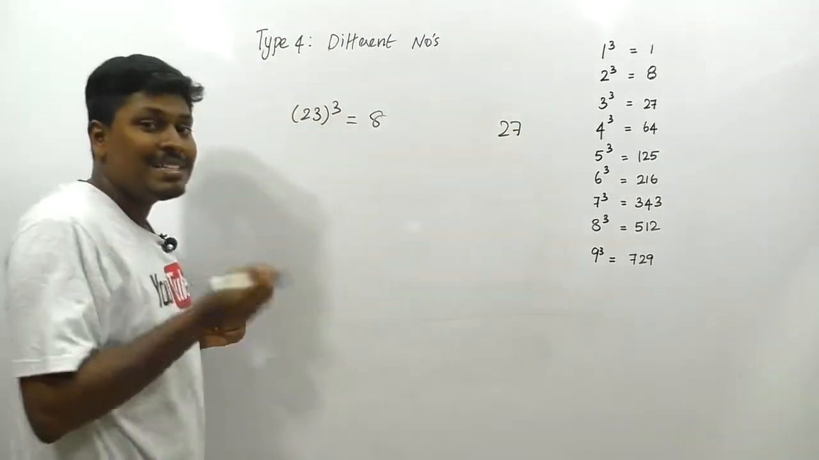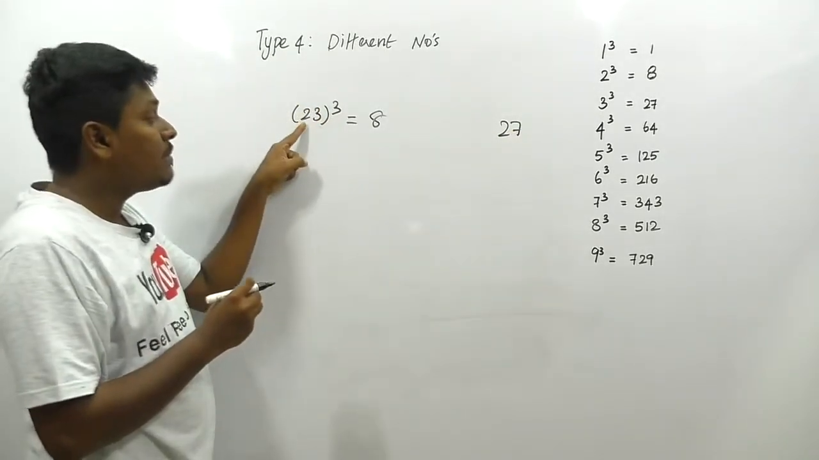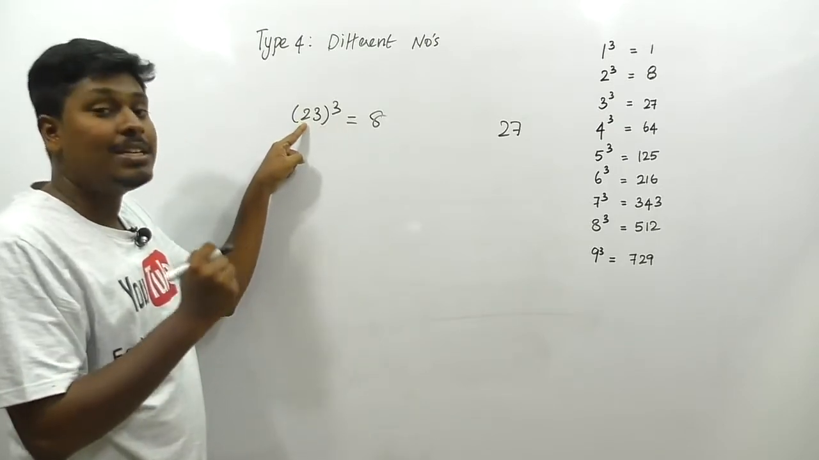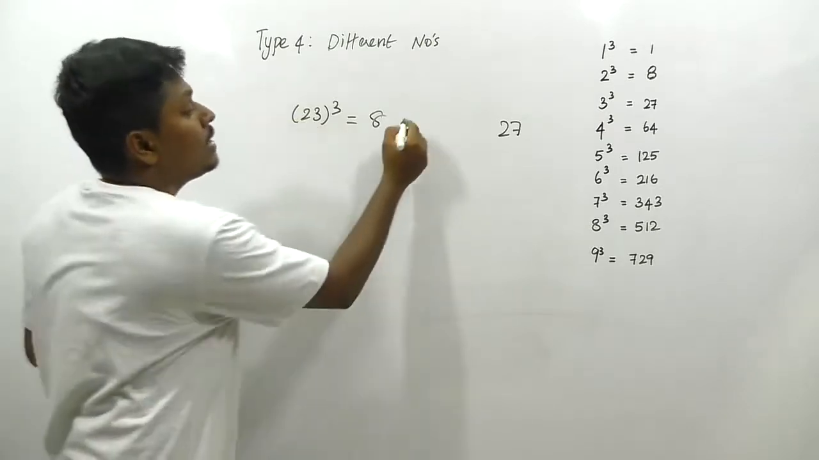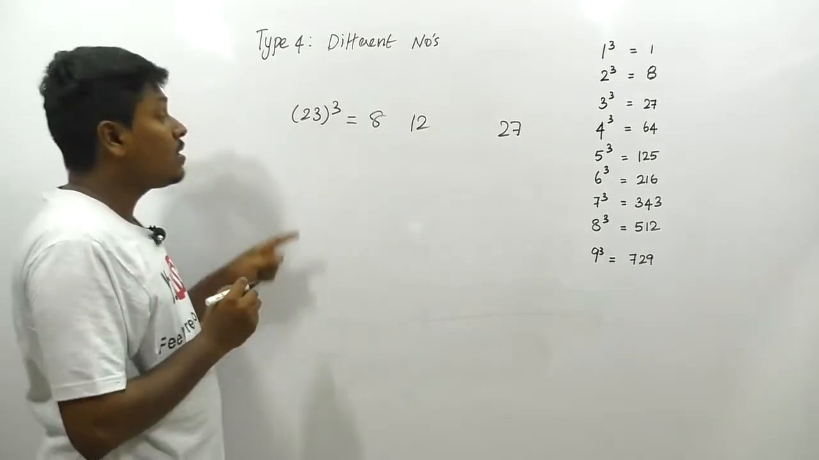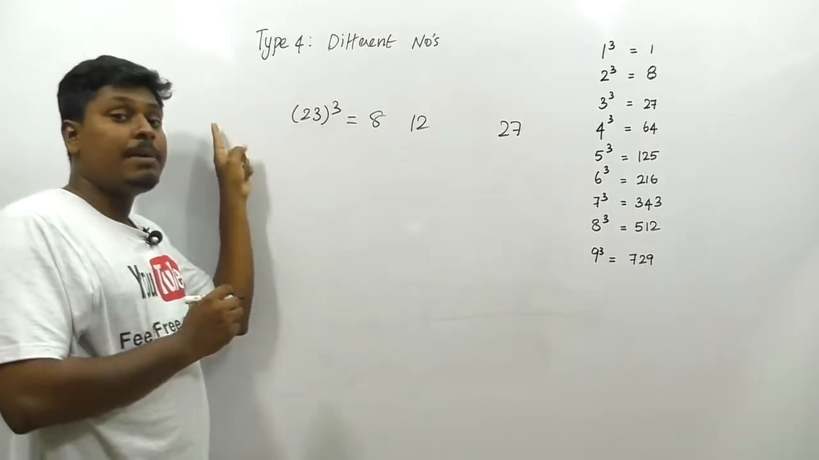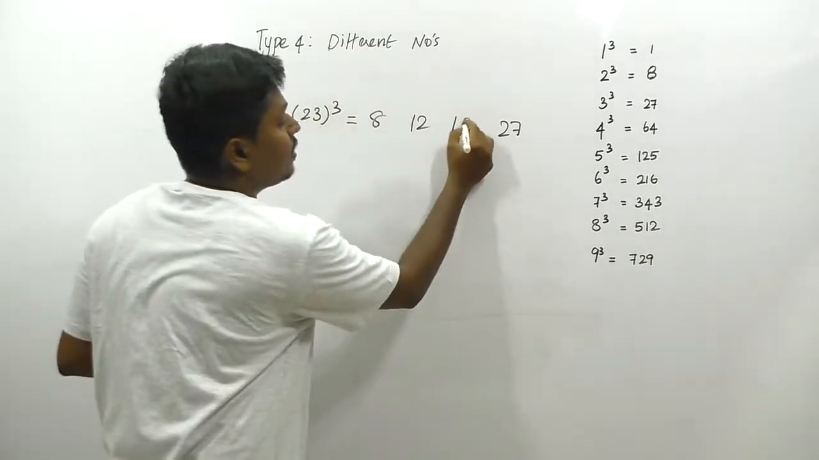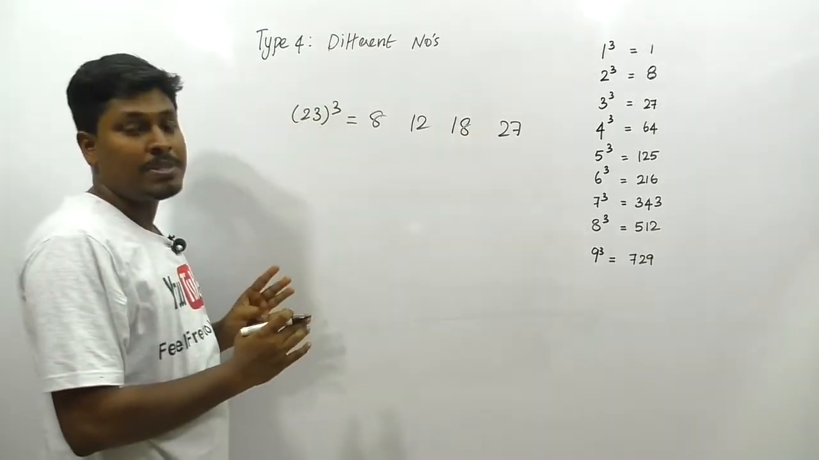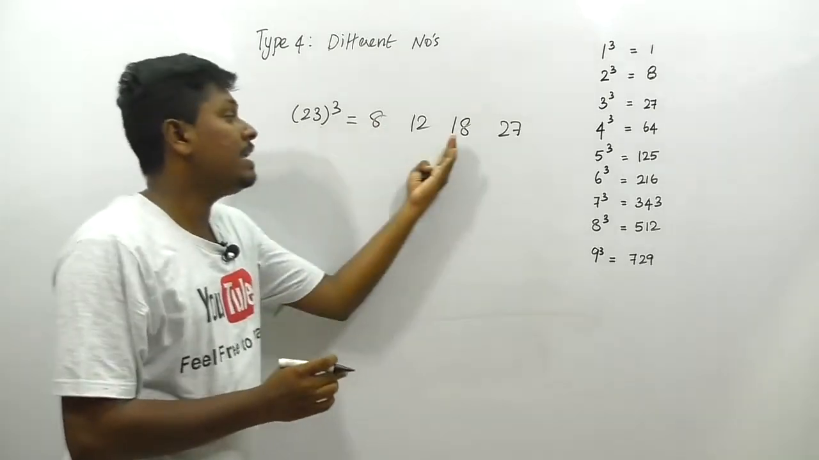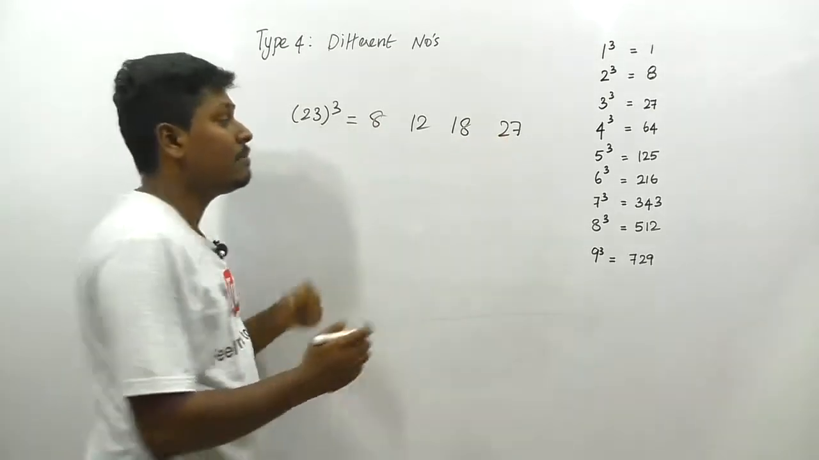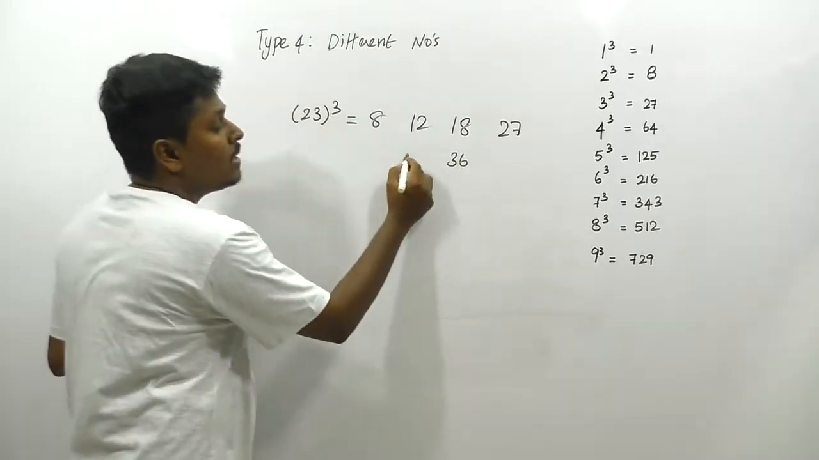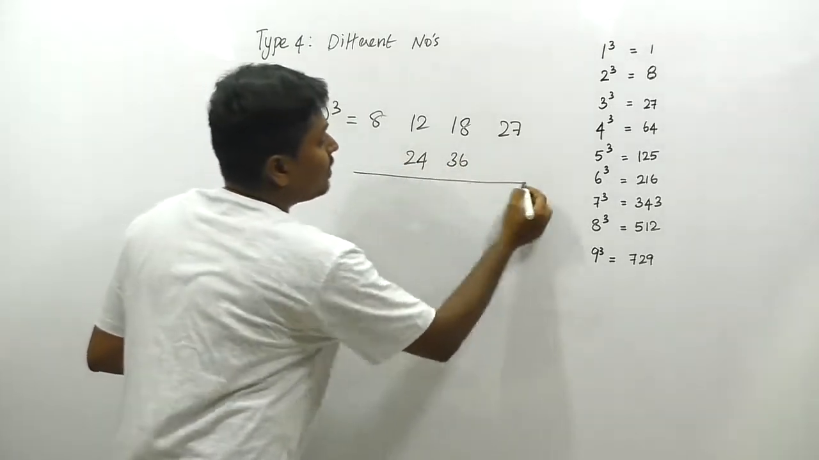Got the idea, friends? Second step, square the first number and multiply it by the second number. First number square, that is 2 square, that is 4, and into 3, that is 12. Got it? So square the second number and multiply with the first number. 3 square, that is 9. 9 into 2, that is 18. Now follow the same procedure. Leave the first number and leave the last number. Double both the numbers. If we double 18, that is 36. Double the 12, that is 24. I hope everything is the same, right?